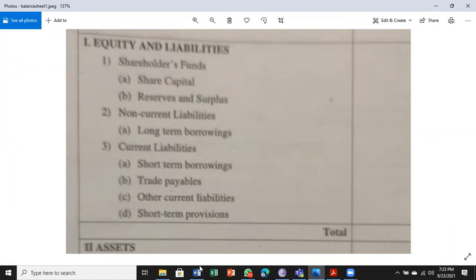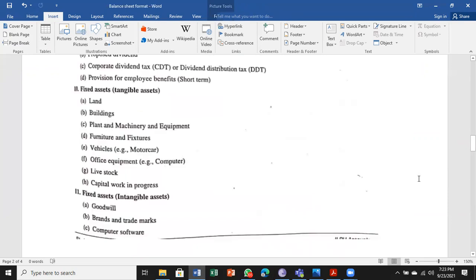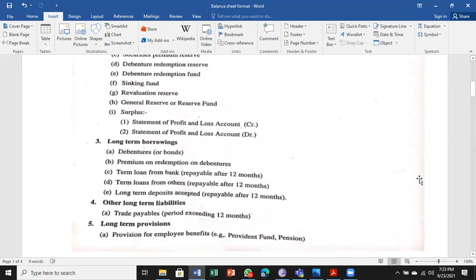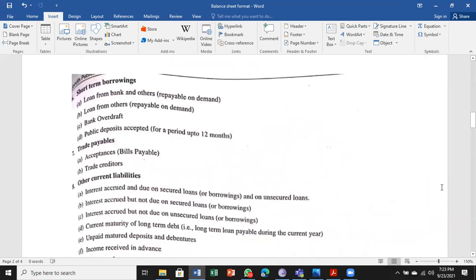Next, I'll go to trade payables. What is trade payable? First, we have to understand the meaning of trade and payable. Trade is nothing but buying and selling of goods. So when the business buys goods on credit and has not paid the money, you call it creditors, or you call it bills payable. So trade payables have two types: one is creditors, one is bills payable. Goods purchased on credit or service taken on credit, both are trade payables.